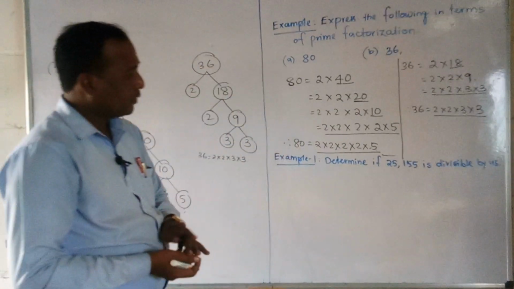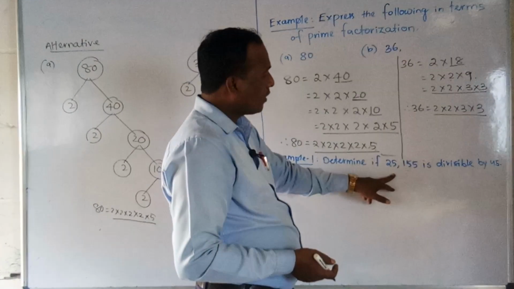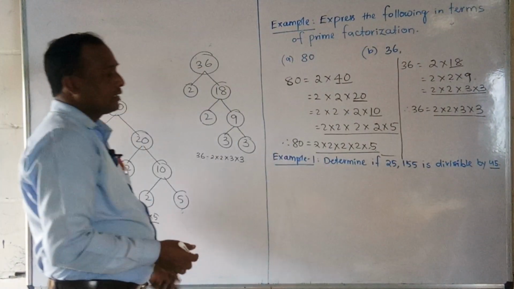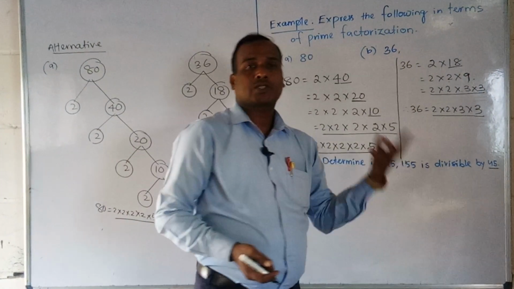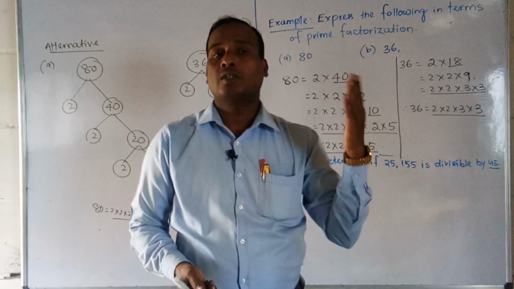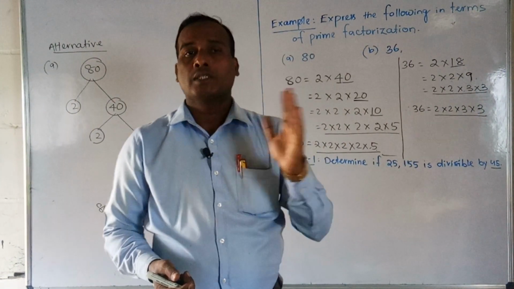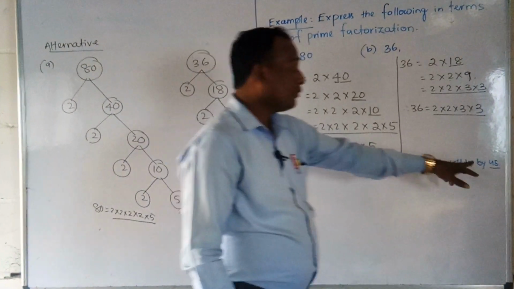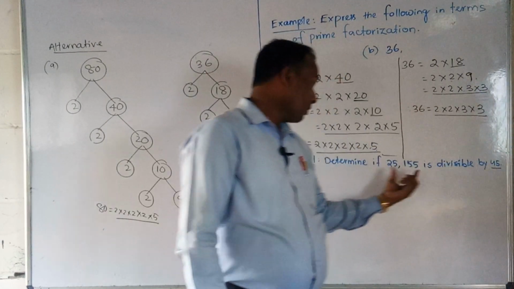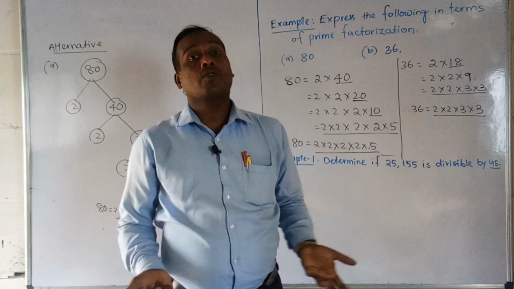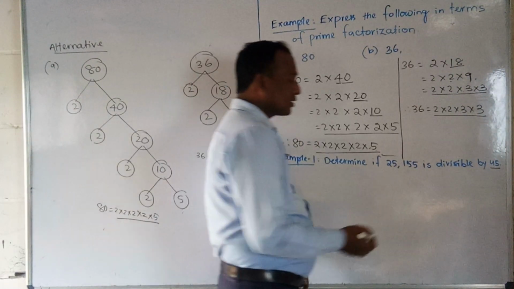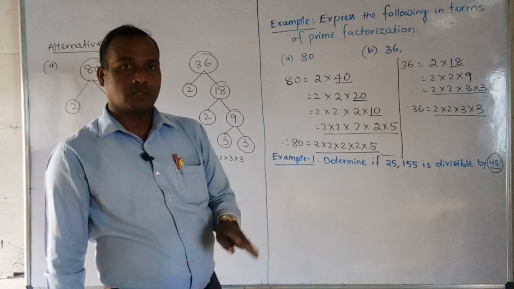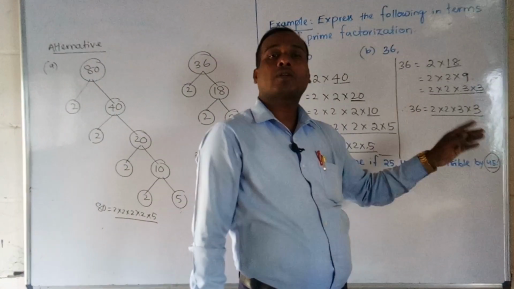So now that example I will explain to you, friends. Determine if 25,155 is divisible by 45 or not. I have given a big number, students. Already we have studied the divisibility rules, divisibility tests for 2, 3, 4, 5, 6, 8, 9, 10, but 45 you have not studied. Whether this number is divisible by 45 or not, how will we find out? First of all you have to test whether it is divisible by 9 and 5, because 45 is the product of 9 and 5.